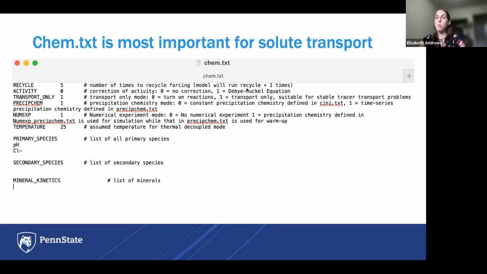And it's important that when you have these primary species, they exist in your CDBS file. And again, that will be covered in a video that you can go back and look at. We don't have any secondary species here because we are only interested in the chloride. And again, we don't have any mineral kinetics because we don't have any minerals or reactions occurring.